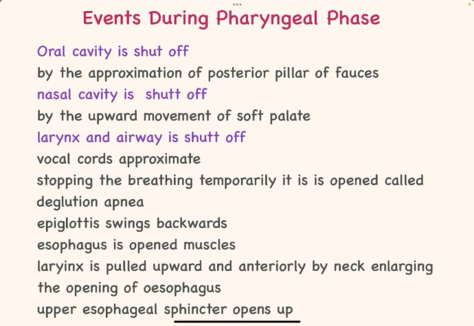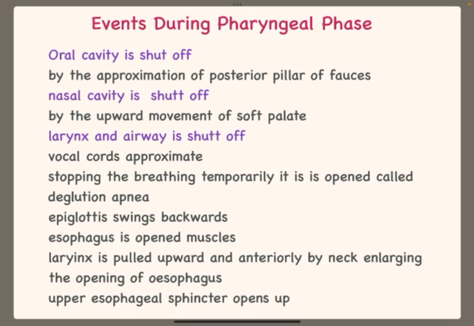Now, the larynx and airway are to be shut off. It is by the approximation of the vocal cords. Here, one important topic is deglutition apnea. Deglutition apnea is the temporary stopping of breathing when the vocal cords approximate during the pharyngeal phase. It is called deglutition apnea.